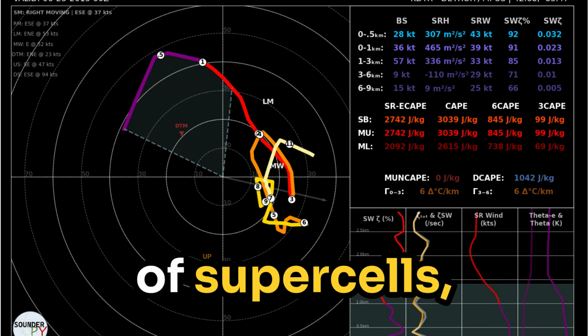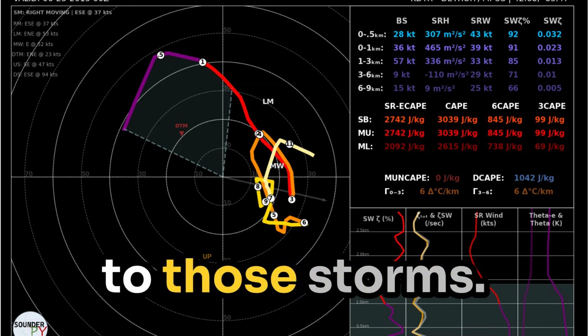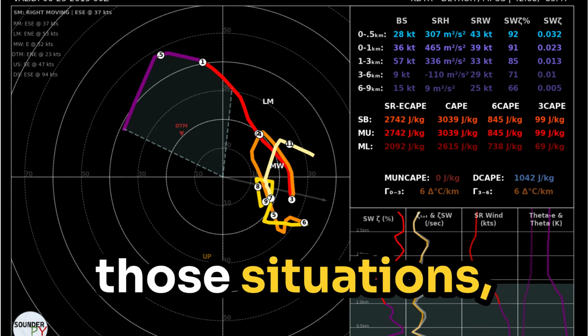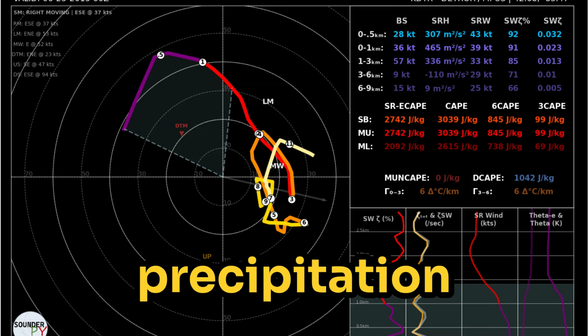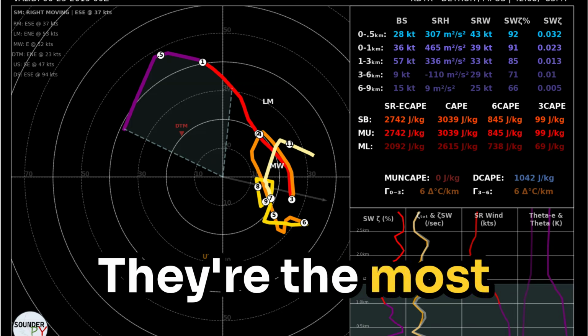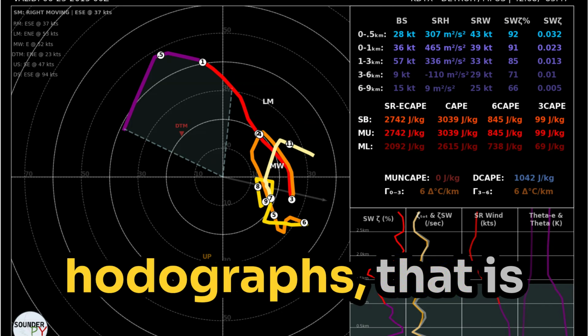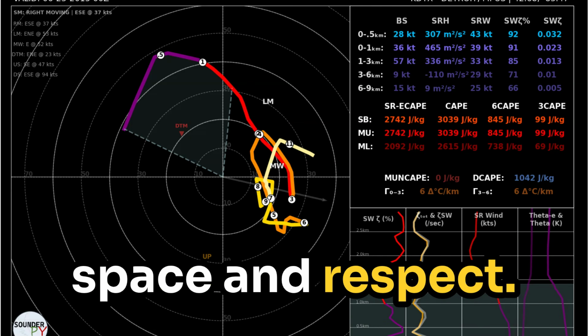With those kinds of supercells, those semicircle hodographs, that's not the case. Very high precipitation nature to those storms. So you want to give yourself a lot more space in those situations. And you really don't want to chance it. We talk a lot about how high precipitation storms are the most dangerous. They're the most dangerous for a reason because the features are hidden. And so when you have those semicircle hodographs, that is a sign that you really need to give the storm a little bit more space and respect.